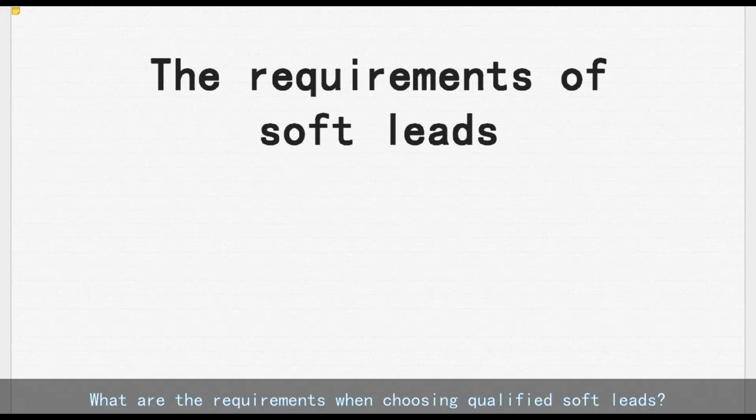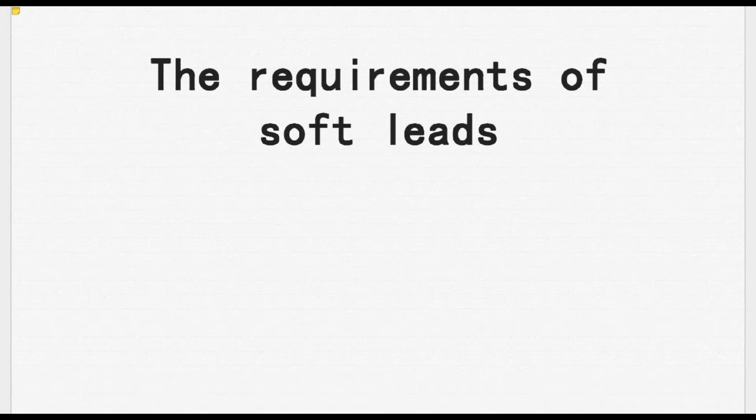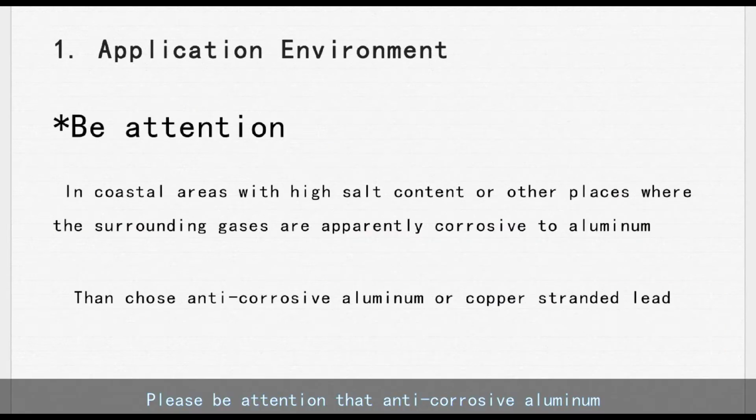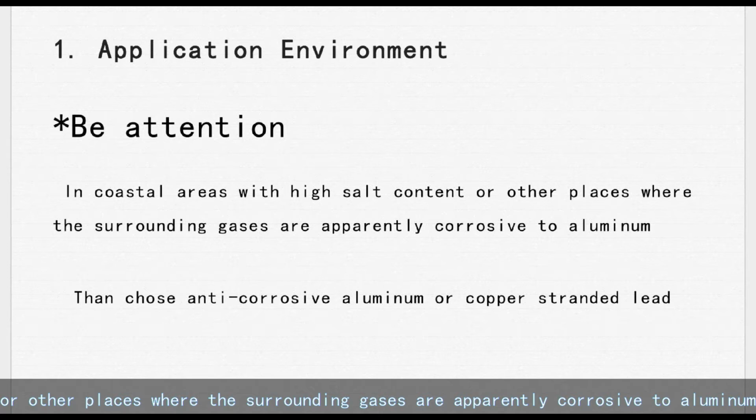What are the requirements when choosing qualified soft leads? Firstly, the lead's cross-section and structure are determined by its application environment, such as ambient temperature, sunshine, wind speed, pollution, altitude, and loop load current, corona, radio interference, and so on. Please note, anti-corrosive aluminum or copper-stranded lead should be chosen if it is used in coastal areas with high salt content in the air, or other places where the surrounding gases are apparently corrosive to aluminum.